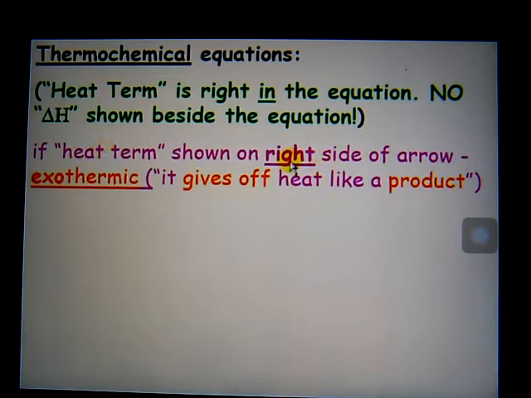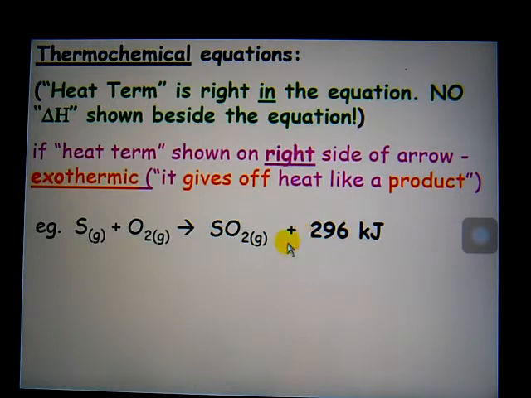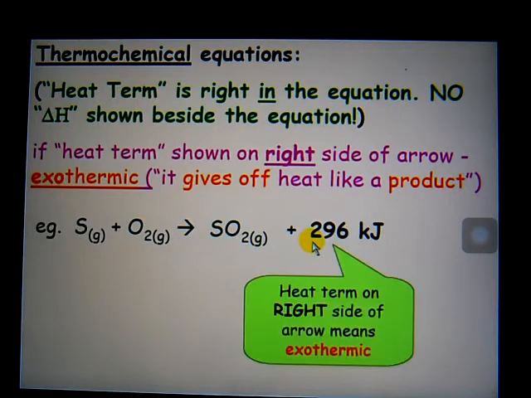If the heat term is on the right side of the arrow, then it's exothermic. This gives off heat like a product. So here's a reaction with the heat term on the right side. Notice there's no delta H shown here. So if the heat term is on the right side, that's an exothermic reaction.